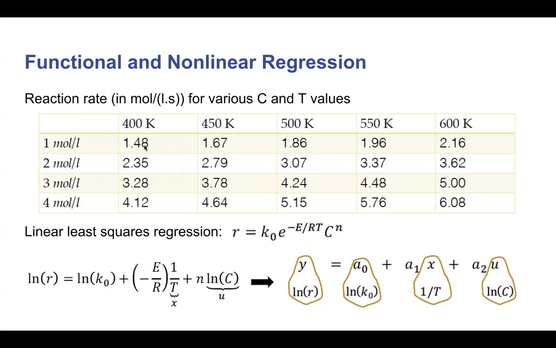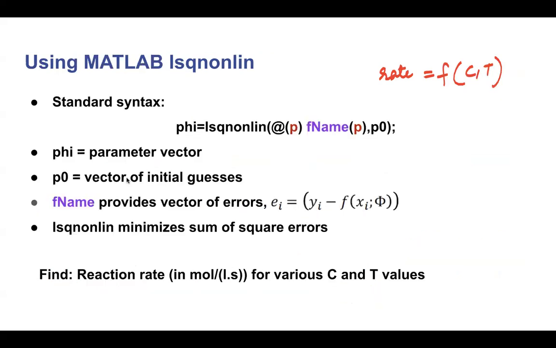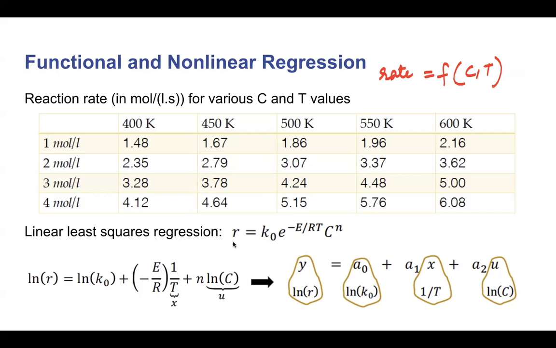This is a rate, which is a function of concentration and temperature. That's how it has been coded. And now how are they related? This is not related linearly. The rate R is related to T and C by this function, k0 e raised to minus E by RT, times C raised to n. So this is a nonlinear function. It is nonlinear with respect to temperature and also with respect to concentration.